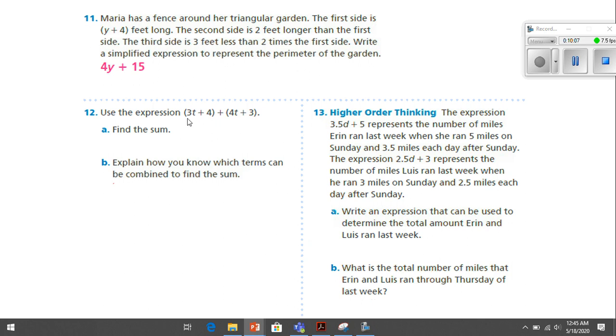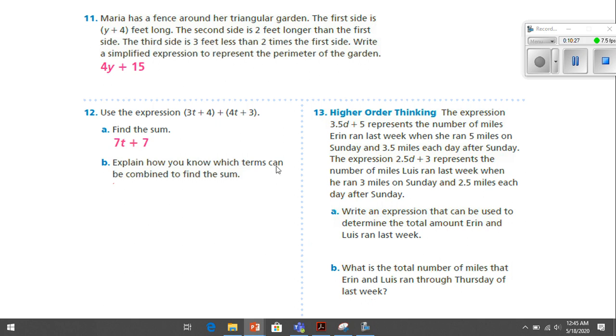All right, let's go to number 12. Use the expression 3t plus 4 plus 4t plus 3. Well, first it wants to find the sum. Combine the t's, that's going to be 7t, and we combine the numbers, that's going to be 7. So 7t plus 7 will be the sum.